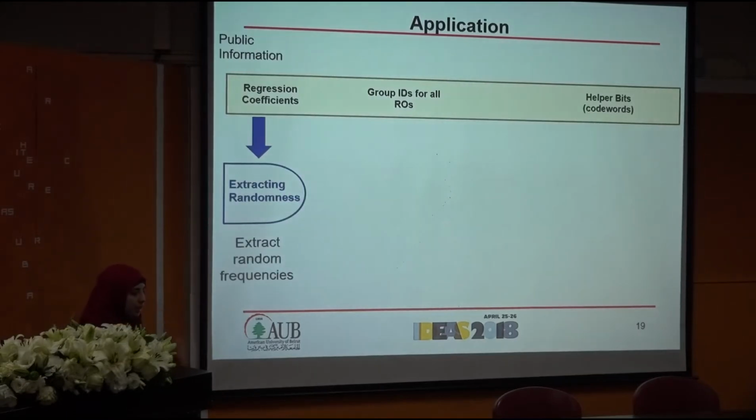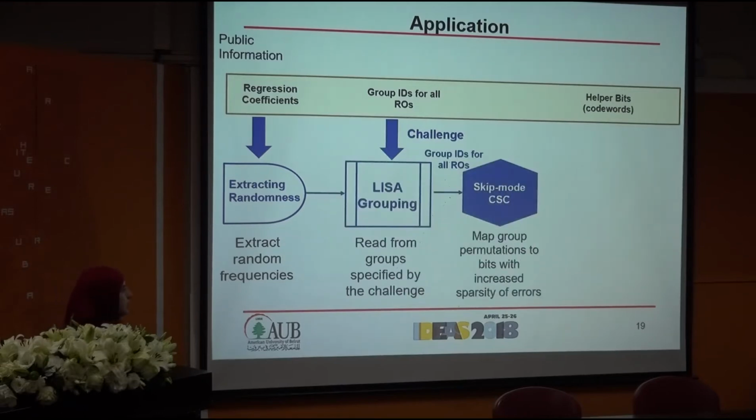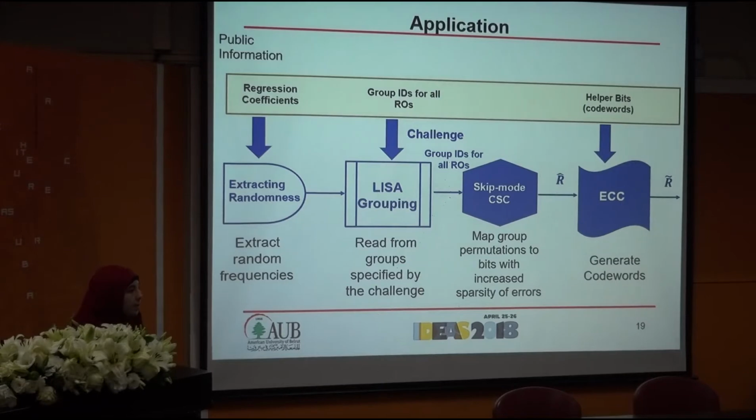So the encoder-decoder design is obtained, and now we want to use it in an application. My colleagues work on the application to enhance the entropy of the generated bits by PUF. In this scheme, they get the data from Virginia Tech, and they go through the following steps. They extracted randomness, and then they have the Lisa grouping, and then they designed a skip mode CSC. After they are done, we send it to the error correcting code in order to generate the code words.